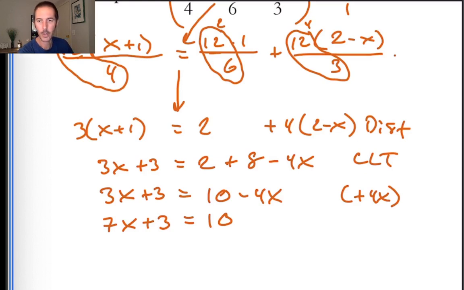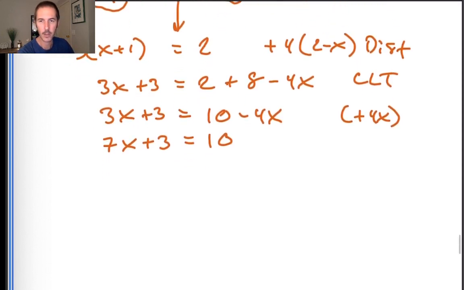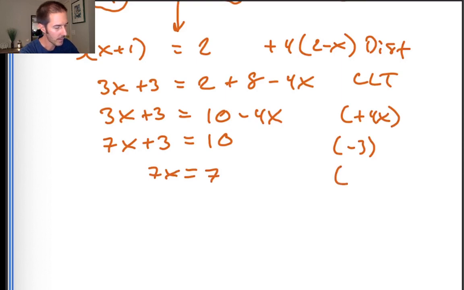Now we can get our constant values together on the other side of the equation. So let's subtract 3 from both sides. We get 7x equals 7. And to finally isolate that x value, to get it really all alone there on the left-hand side, I'm going to divide both sides of my equation by 7, giving me a final answer, at least I think it's my final answer, of x equals 1.